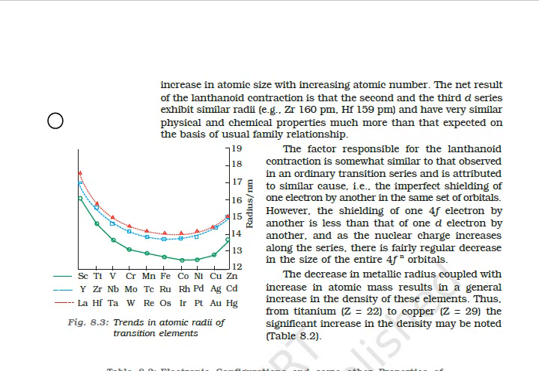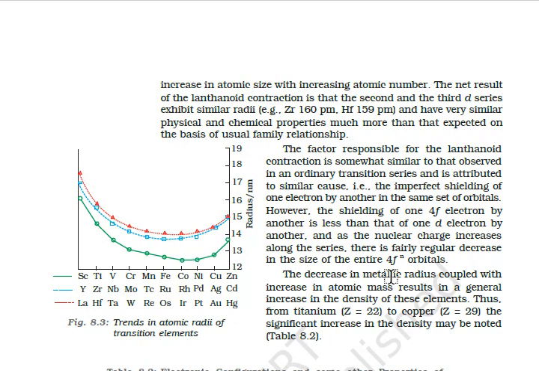Now, in this trend in atomic radii, we can see that the radius is gradually decreasing, and at a point it is increased in the last element case. This is due to the shielding effect of d.